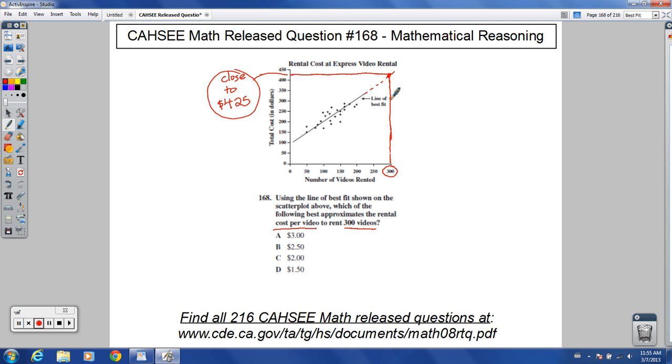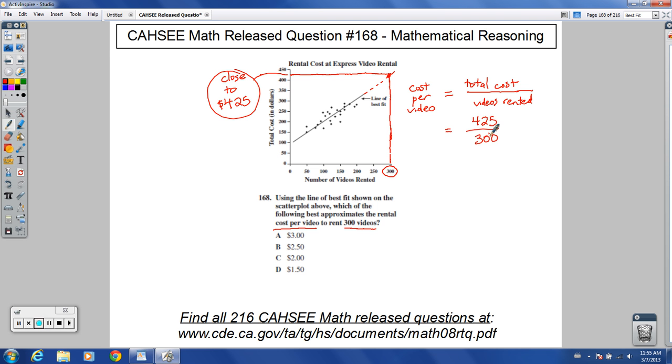If you're using a straight edge here and going really straight with your lines, I think it's closest to 425. So I'm going to take cost per video is going to equal the total cost divided by the videos rented, which in this case for 300 we've got 425 over 300.